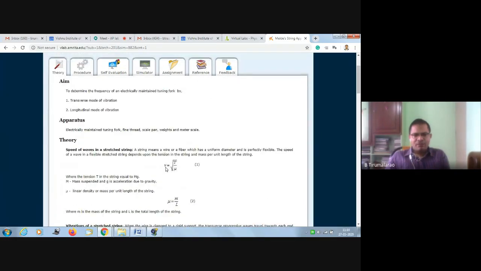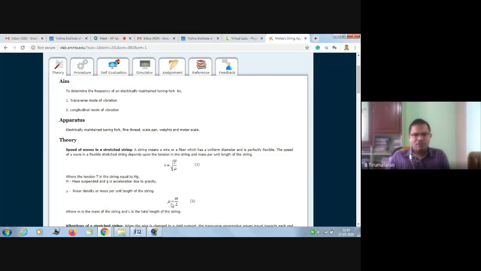So this is the formula. What is the frequency of the electrically maintained tuning fork? f equals square root of capital T by mu. What is T? The tension of the string, that is equal to mg. What is mu? Mu is the linear density, or mass per unit length of the string.